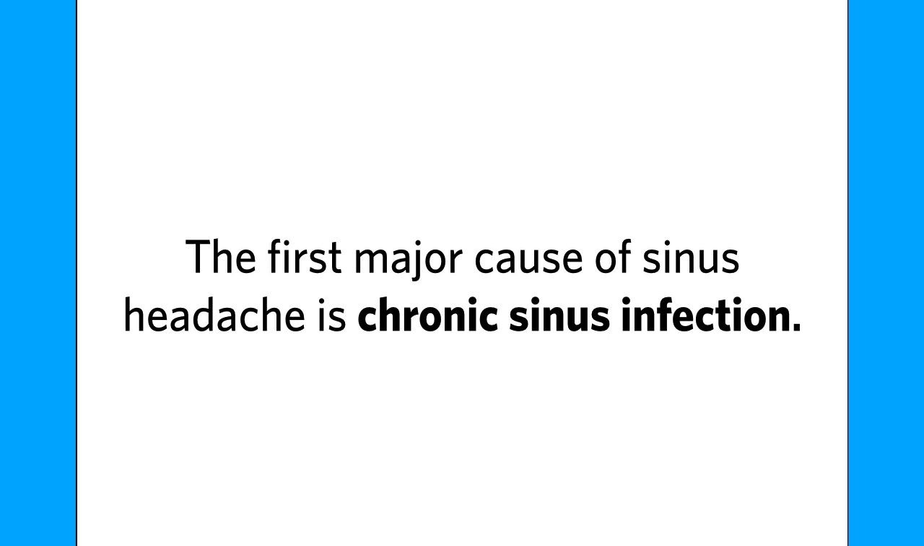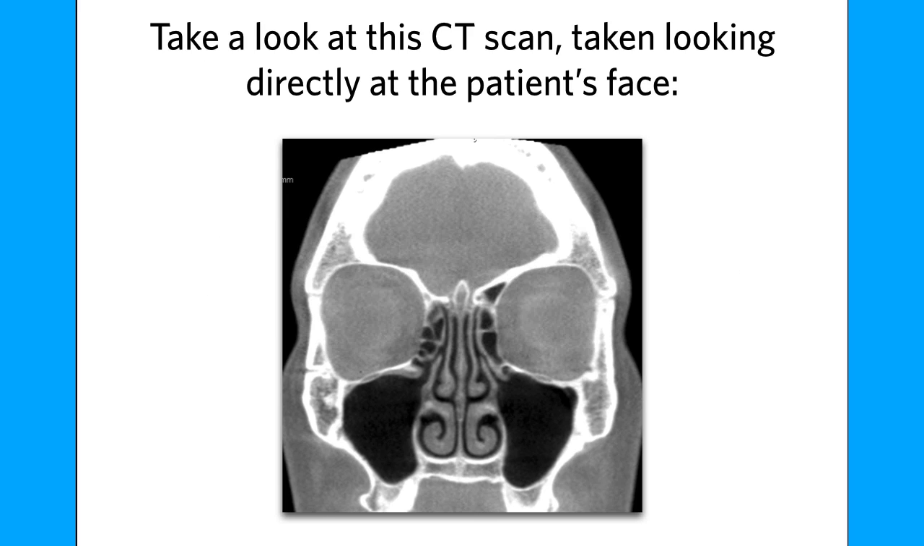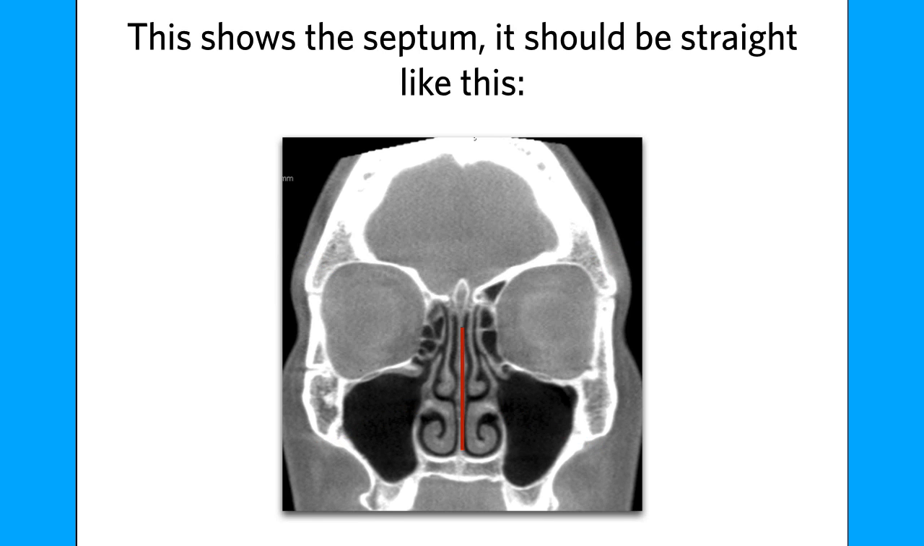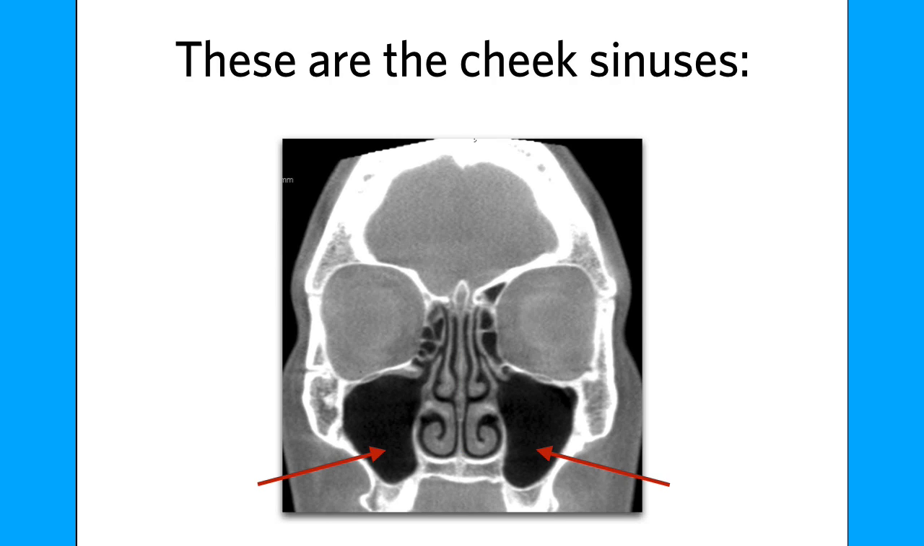The first major cause of sinus headache is chronic sinus infection. Take a look at this CT scan, taken looking directly at the patient's face. These arrows represent the eyes. These arrows represent the nose. And this red line down the middle is the septum. It should be straight like this. These arrows represent the cheek sinuses. They're black and full of air, which is how the sinuses should look.